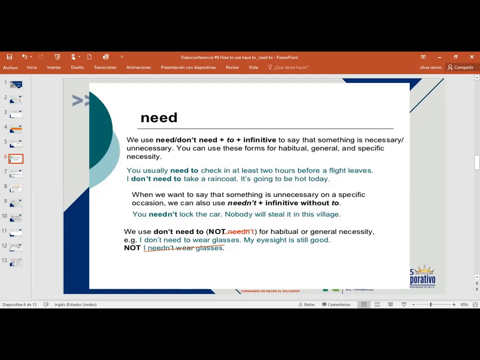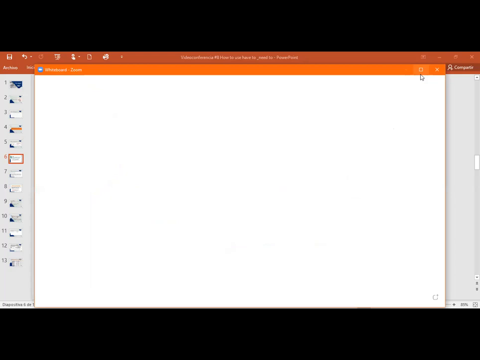So let me show you this. Vamos a hacer una pantalla acá. Díganme si miran la pantalla en blanco. Yes, sí, teacher. Okay, very well. So in this case, what we have here is need to. That's what we're working with. With this need to, we're going to use it like this. The formula or the structure, la estructura o la fórmula es la siguiente.